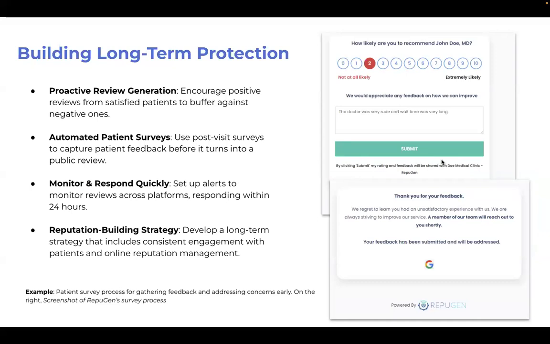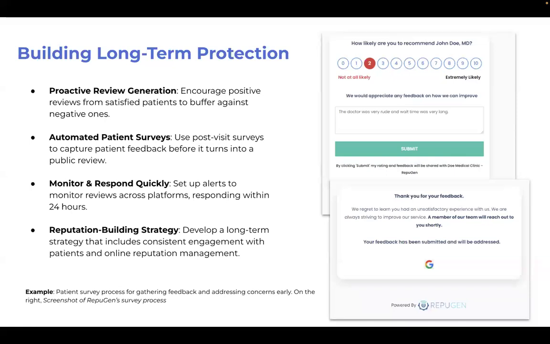And here's another way of how you can build that long-term protection. So, first off is proactive review generation. So again, you'll want to encourage your happy patients to leave those positive online reviews. And so actively reaching out to them would help create that buffer. You can use something like automated patient surveys as well. So use a post-visit survey as it allows you to gather patient feedback before it turns into a public review. This helps you identify and resolve issues quickly, preventing negative reviews from even being posted publicly.